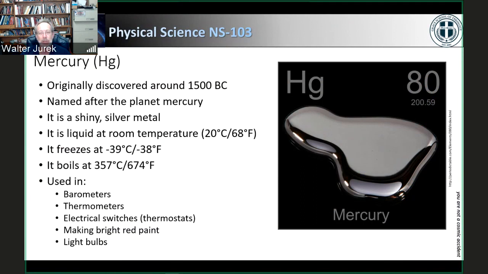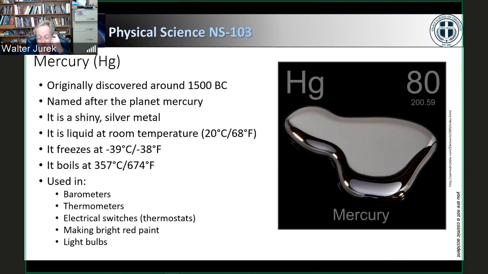Check out the boiling point. Yes, those numbers are correct. 674 degrees Fahrenheit. So unless you've got a really hot oven, most of the time here on Earth, it's going to sit around as a liquid. Now, as we saw, we use it in barometers, thermometers. If you're old like me, you remember seeing it used in thermostats as electric switches because it conducts electricity pretty nicely.